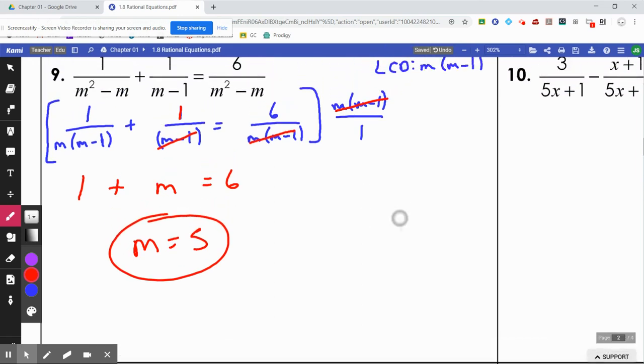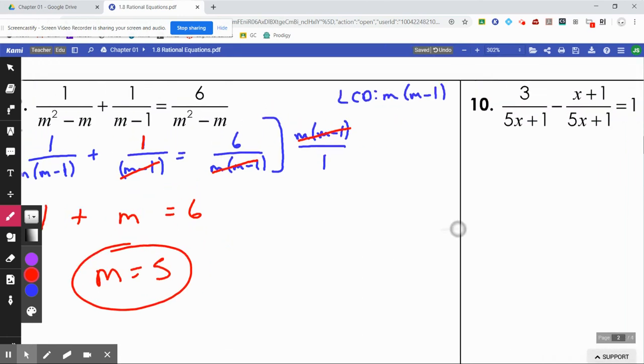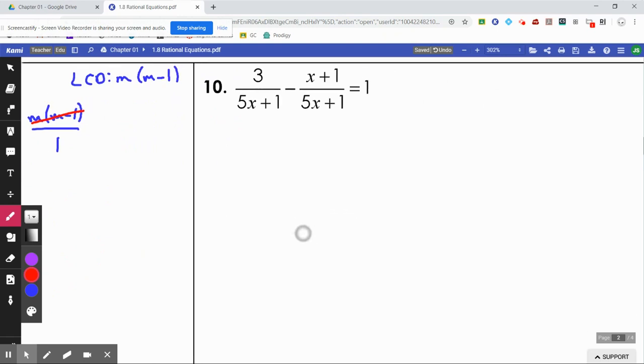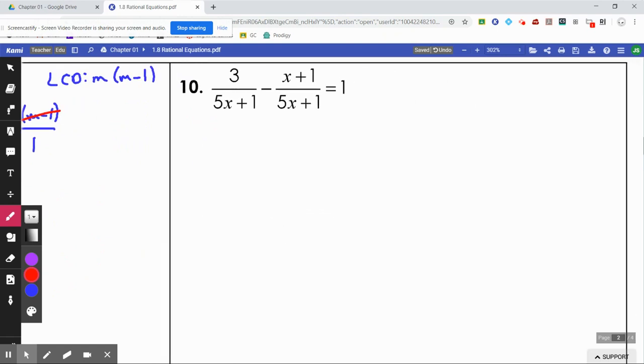So the more you work of these, the more you're going to see, okay, which method should I use? Which one's going to be the best? Which one's going to be the easiest? Like with this next one, more than likely, the proportions method is going to be a whole lot easier because you've already got common denominators. However, you could very easily also multiply everything by 5x plus 1. So if we do that, let's see what we get.